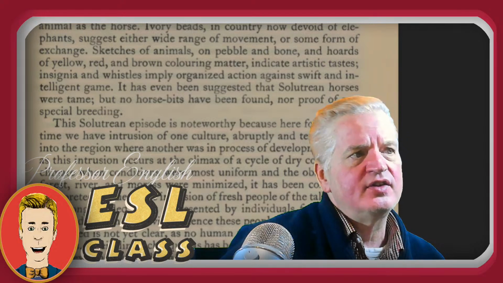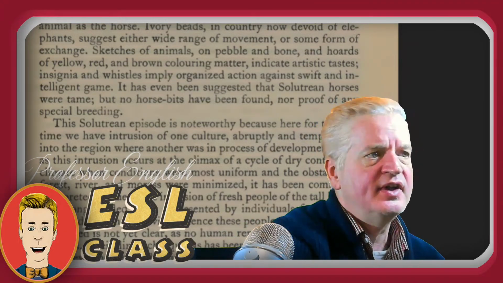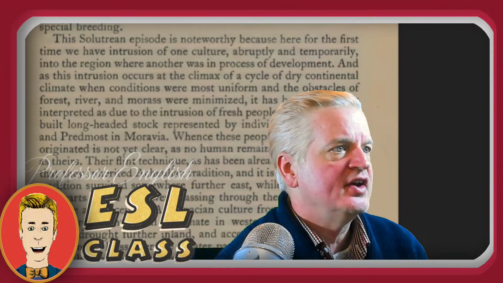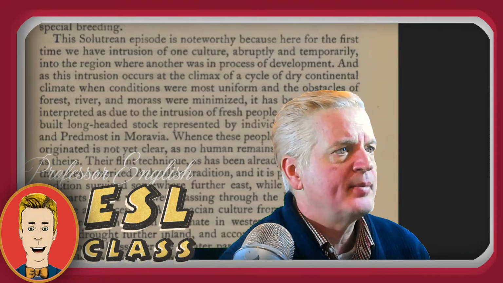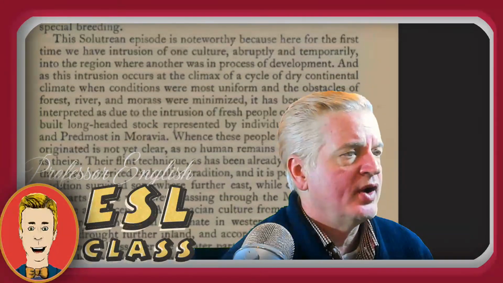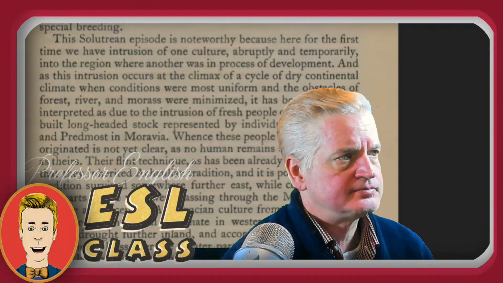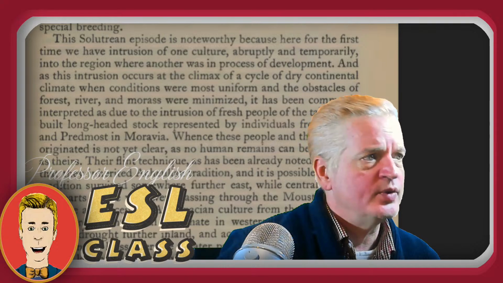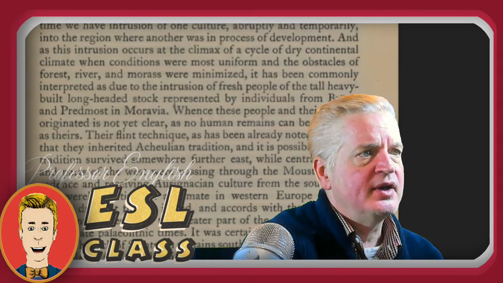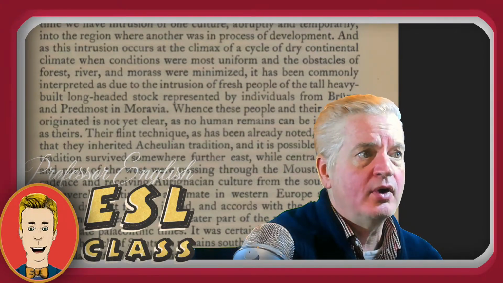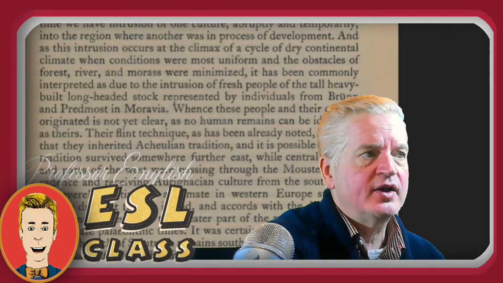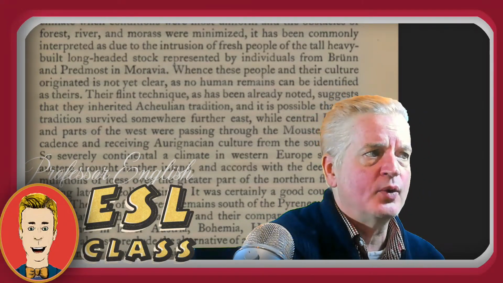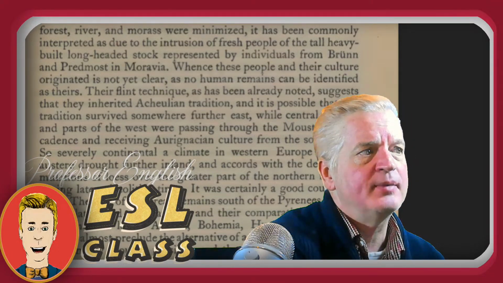It has even been suggested that Solutrian horses were tame, but no horse spits have been found, nor proof of any special breeding. This Solutrian episode is noteworthy because here for the first time we have intrusion of one culture abruptly and temporarily into the region where another was in process of development. And as this intrusion occurs at the climax of a cycle of dry continental climate, when conditions were most uniform and the obstacles of forest, river, and morass were minimized, it has been commonly interpreted as due to this intrusion of fresh people of tall, heavy-built, long-headed stock represented by individuals from Brünn and Predmost in Moravia, whence these people and their culture originated, is not yet clear, as no human remains can be identified as theirs.